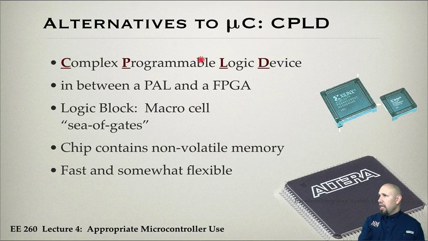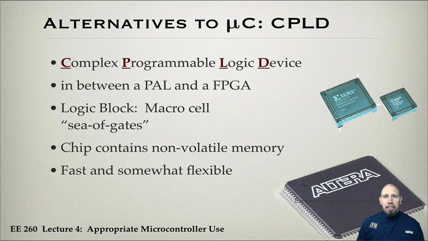Next, we have a CPLD, complex programmable logic device. Programmable means obviously you can change it. So it's in between a PAL and an FPGA. PAL is smaller, FPGA is bigger, but they actually do things a little differently. The CPLD has as its basic block within it what's called a macro cell, which basically means within the chip itself there's what they call a sea of gates, a bunch of gates, and you can interconnect the gates to perform certain functions.